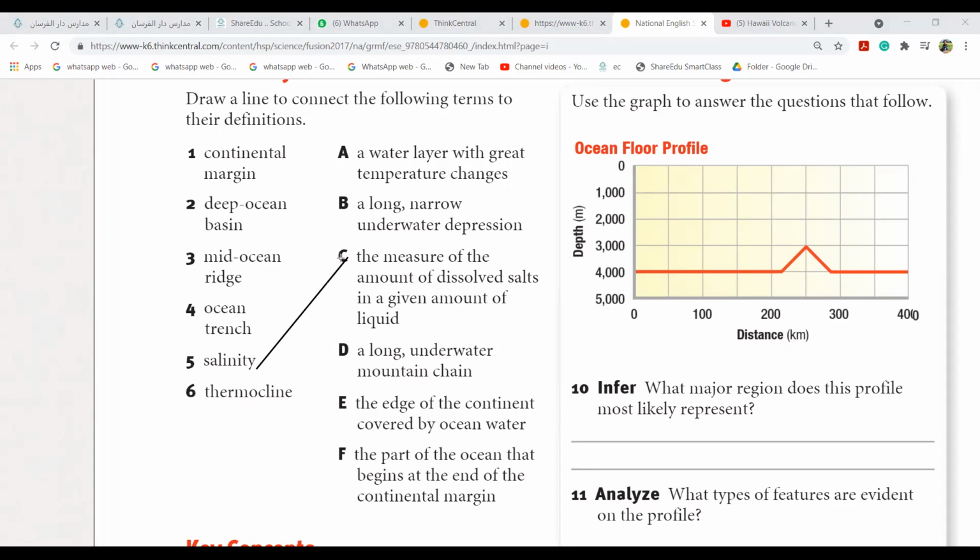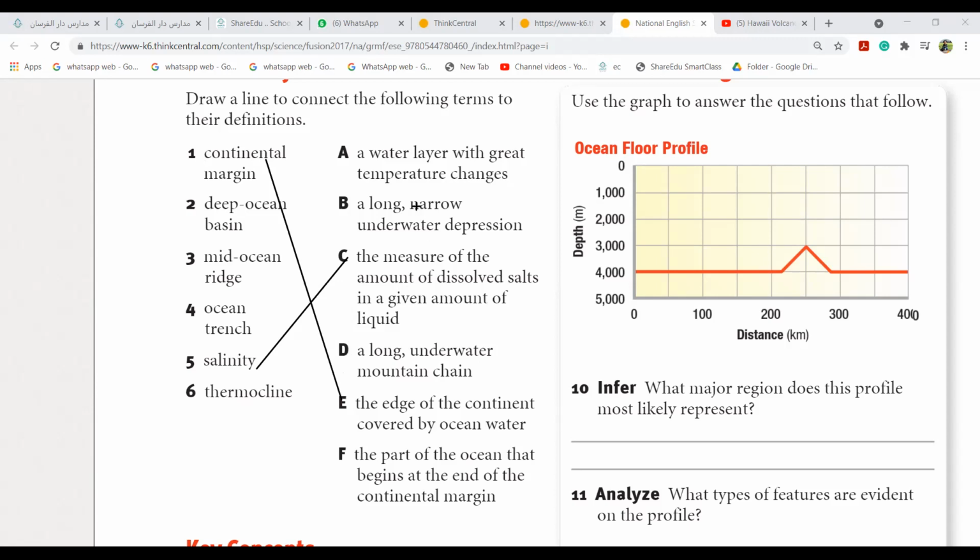What is continental margin? Who likes to answer this? Noor, what is continental margin? Who likes to try this? Judy again. Continental margin. It is the edge of the continent covered by ocean water.